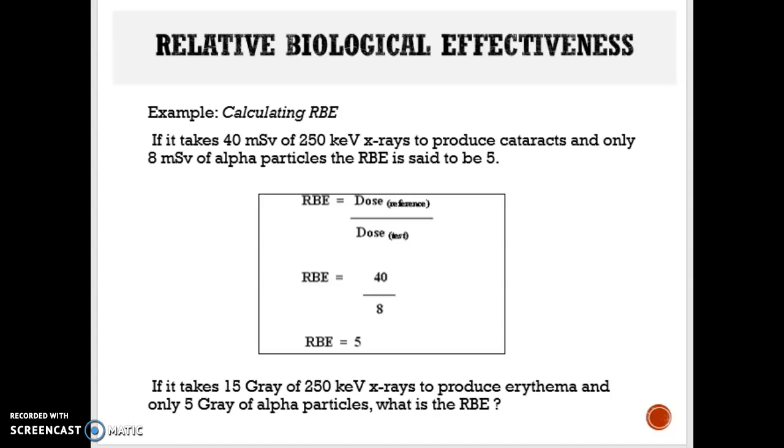Now I want you to try and solve this problem on your own, which is at the bottom of the slide. If it takes 15 gray of 250 kiloelectron volt X-rays to produce erythema, being skin reddening, and only 5 gray of alpha particles, what is the relative biological effectiveness?